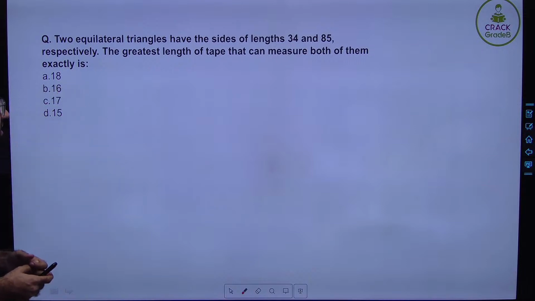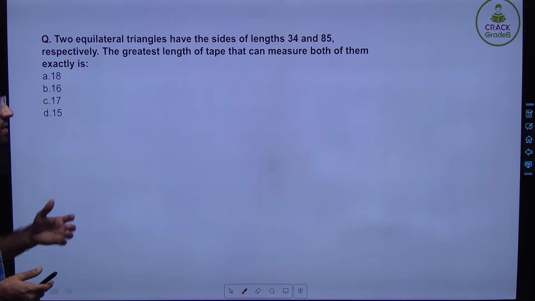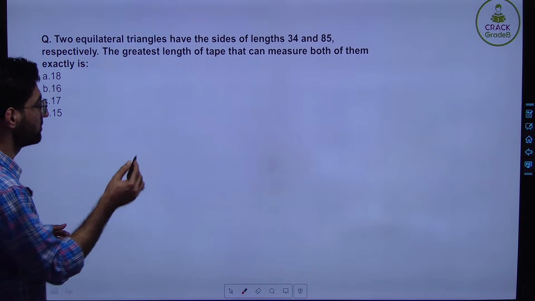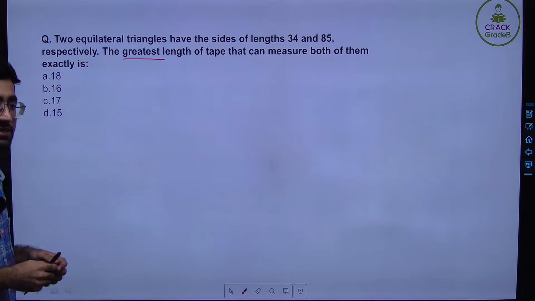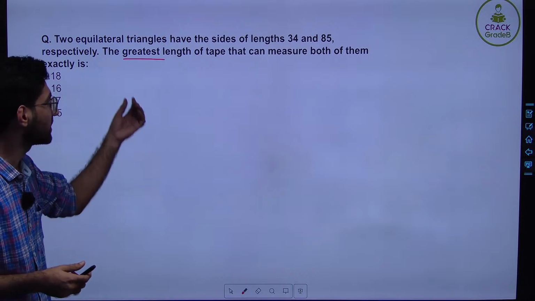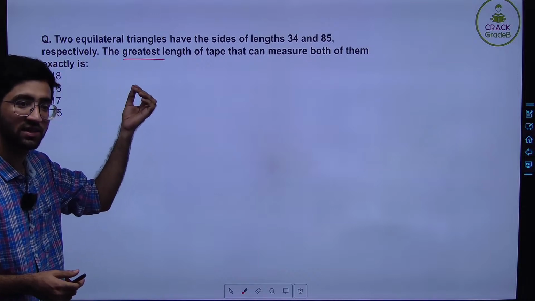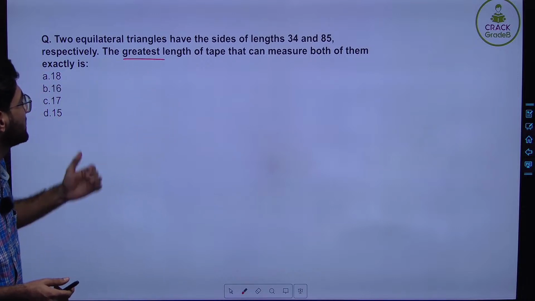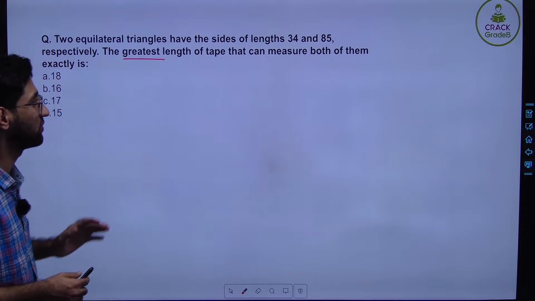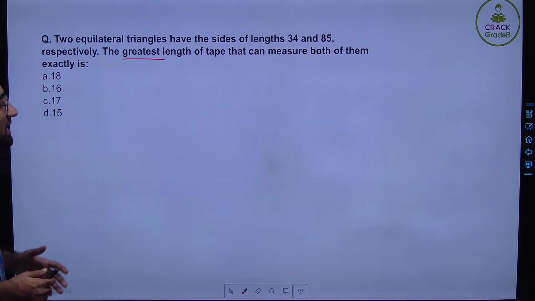Two equilateral triangles have the sides of lengths 34 and 85 respectively. The greatest length of tape that can measure both of them exactly is. Now, if you read the word greatest, HCF should come to your mind. See, sometimes these words like lowest, highest can confuse you a lot. But if you read this question, the question says that two equilateral triangles have the sides of lengths 34 and 85 respectively. The greatest length of tape that can measure both of them exactly is.